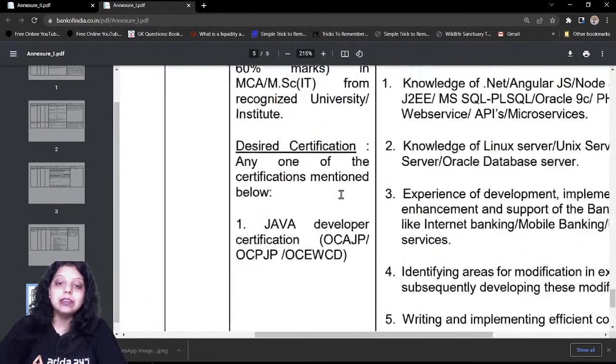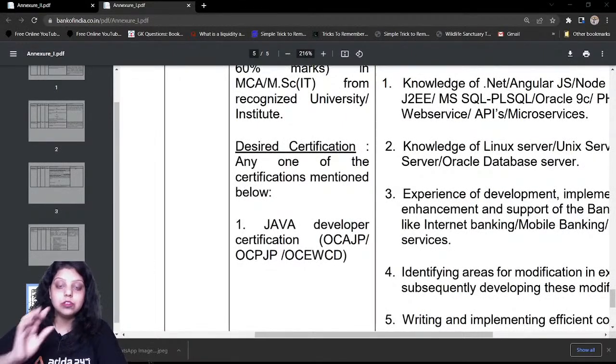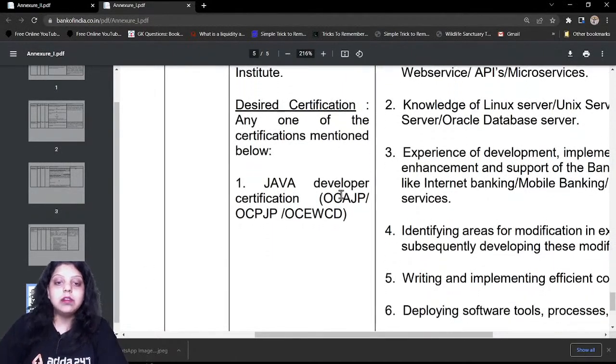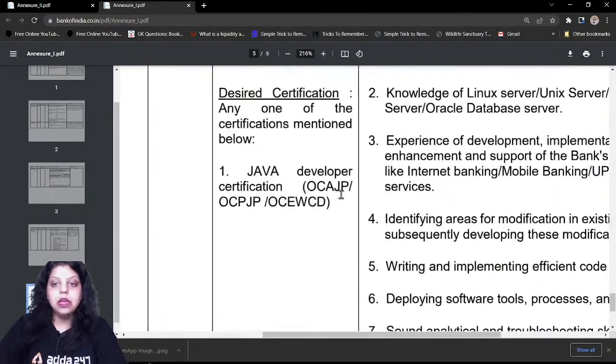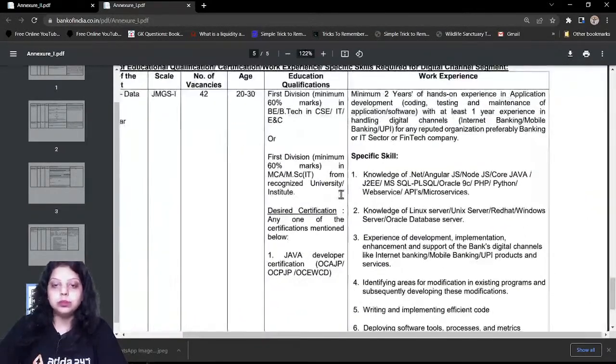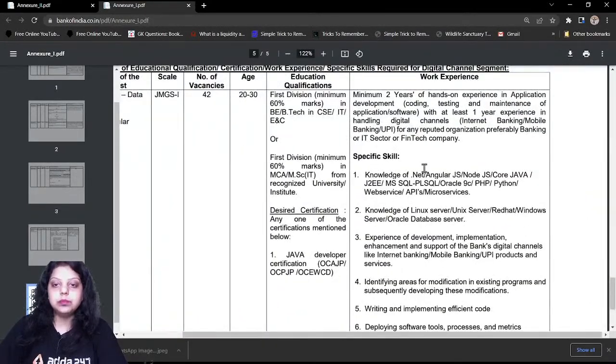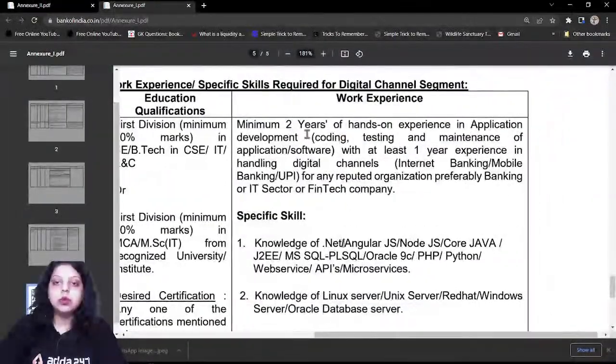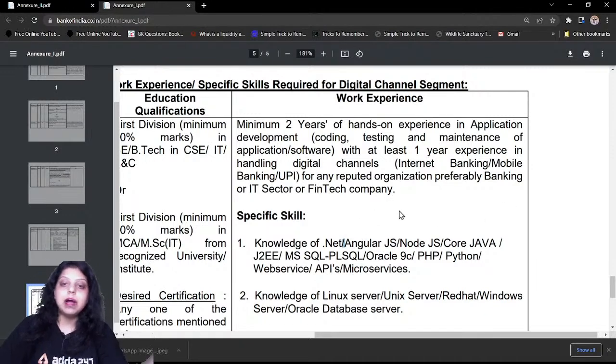Now, what desired certification is required? Java developer certification is required. Now, if we are talking about work experience, they have mentioned a minimum of 2 years of hands-on experience in application development, coding, testing, maintenance of application software, with at least 1 year of experience in handling digital channels, that is internet banking, mobile banking, UPI, for any reputed organization, preferably banking or IT sector or fintech company.